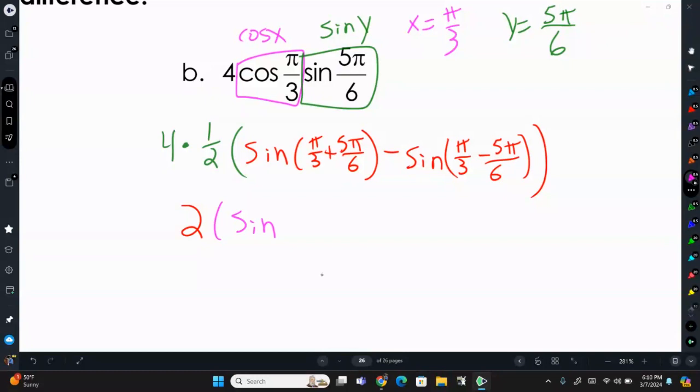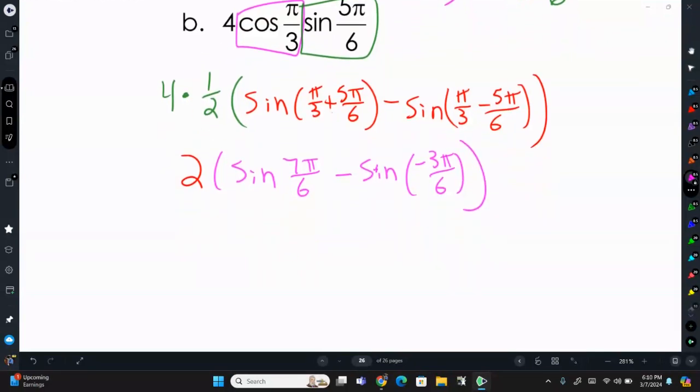Pi over 3 is really 2 pi over 6. Added to 5 pi over 6, that's going to be 7 pi over 6, minus the sine of pi over 3, again, is 2 pi over 6. 2 pi over 6 minus 5 pi over 6 is negative 3 pi over 6. And we're going to then reduce that. So 2 times the sine of 7 pi over 6 minus the sine of negative pi over 2.